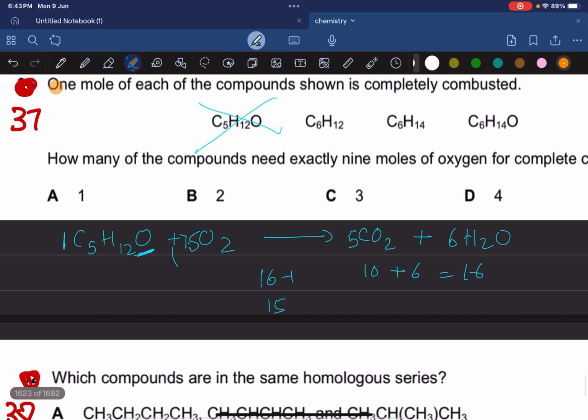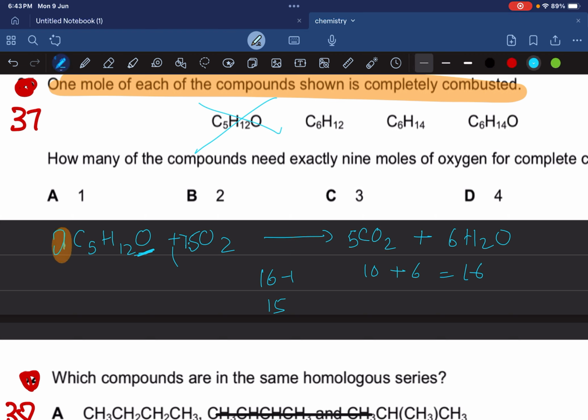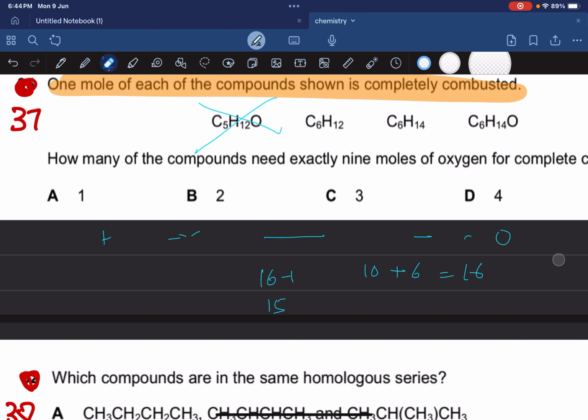1 mole of each of the compounds shown is completely combusted, so only 1 mole I have to write. So it has to be 1. You might think that I can add a 2 over here and then multiply this by 2 as well to make it a whole number, but that's going to be incorrect because I'm writing for 1 mole.